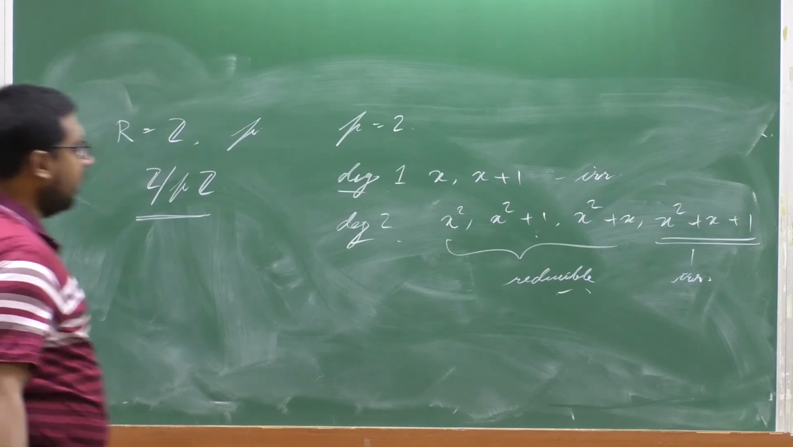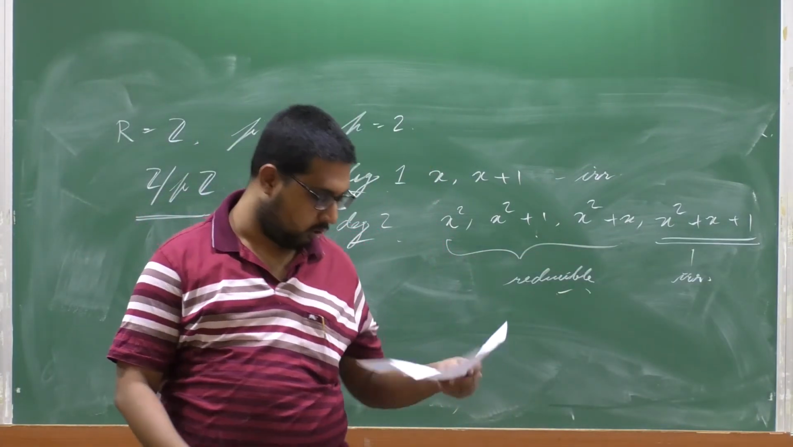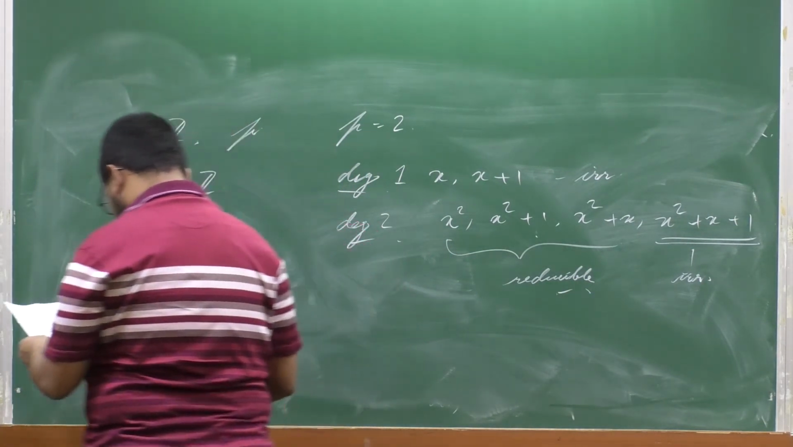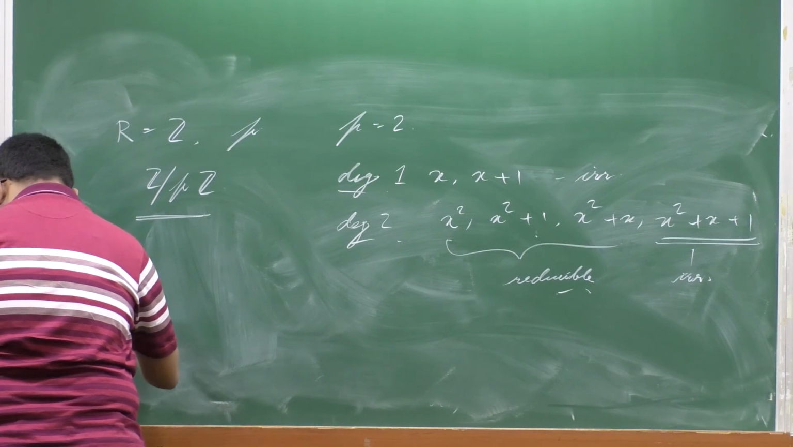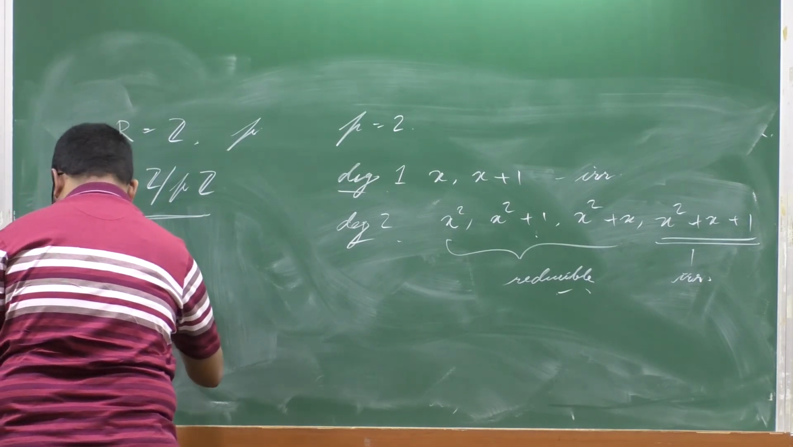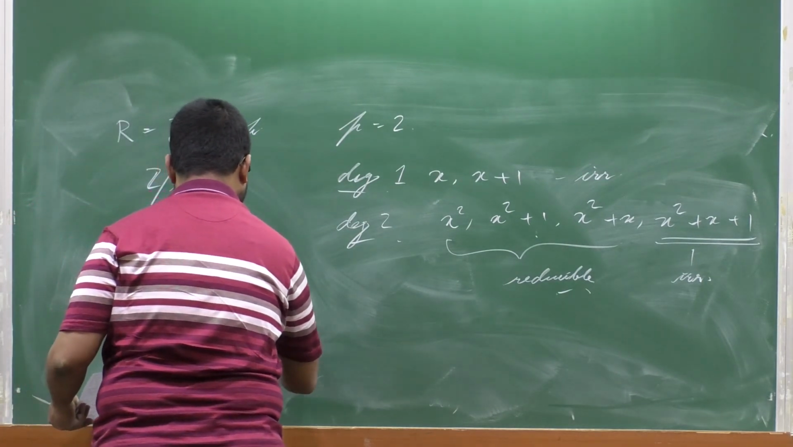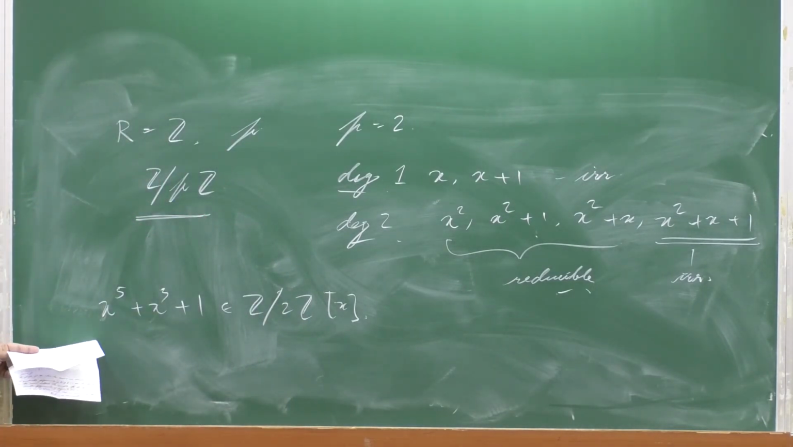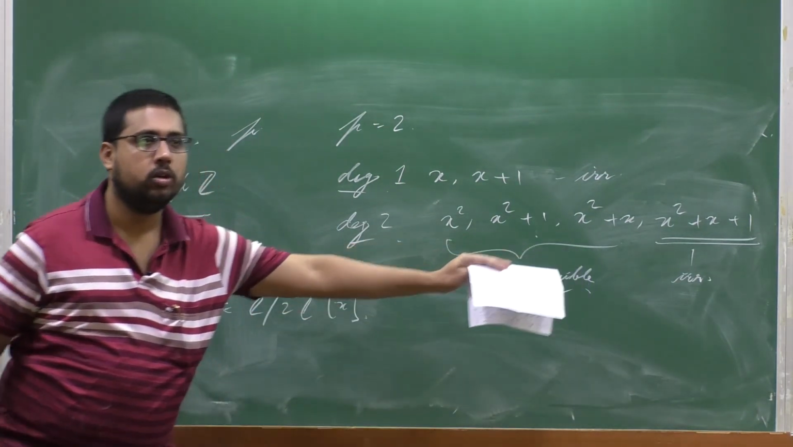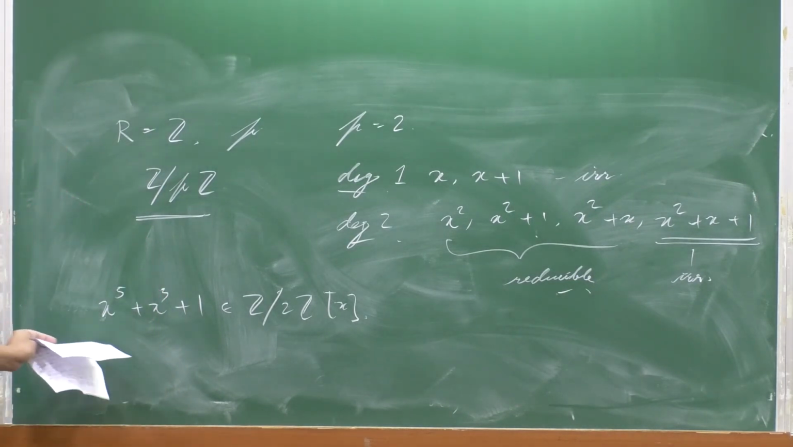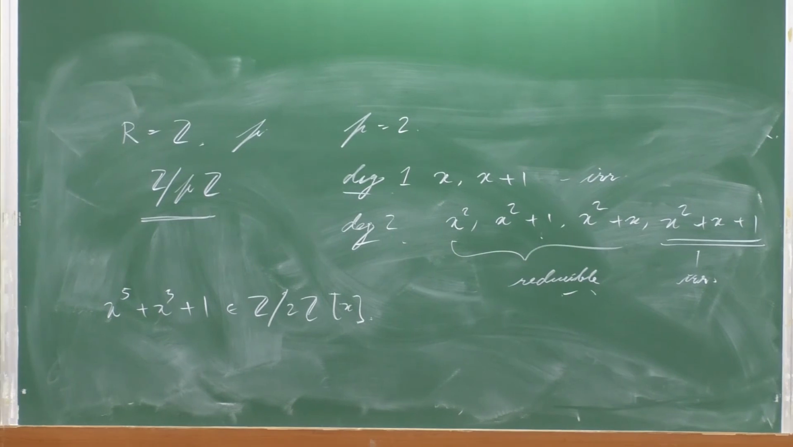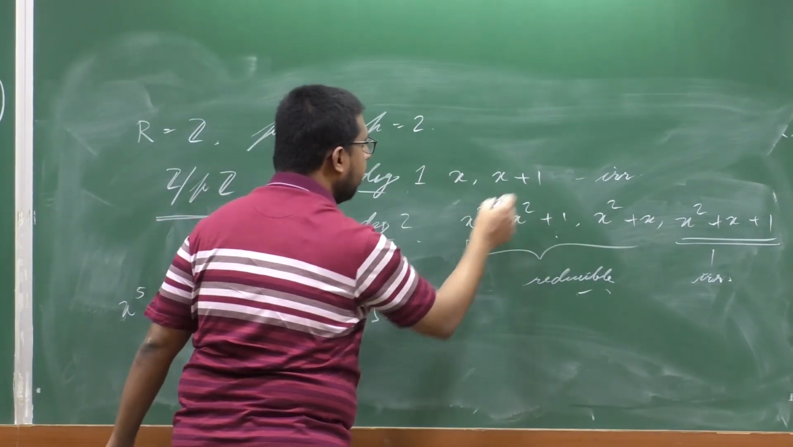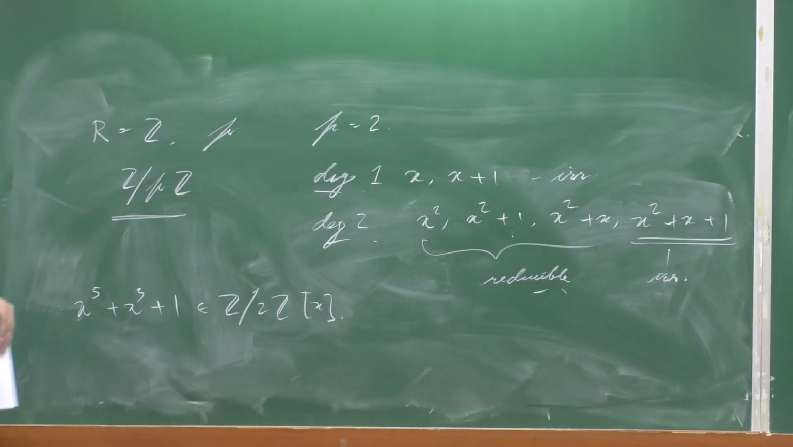Using this information, I will show how to show that a polynomial is irreducible. Consider x to the power 5 plus x cubed plus 1, a polynomial in Z modulo 2 of x. If this is reducible, then one of its factors must have degree 2. You can see easily by direct computation that the linear factors do not divide this.